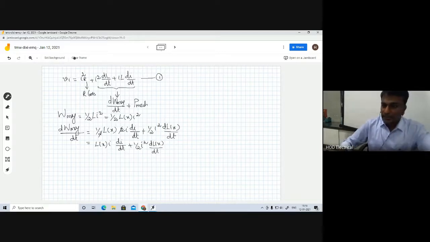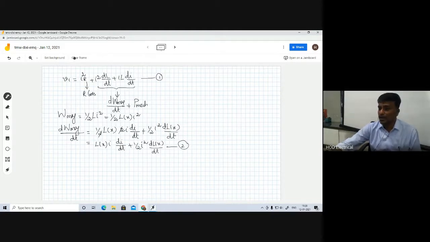So now this is your mechanical power plus the rate of change of inductance term. This is our equation number 2. So how can one find this mechanical power? We already know d by dt of this is equal to L of x into I plus half L I squared. Now if you substitute this in this equation, we will come to know the mechanical power.